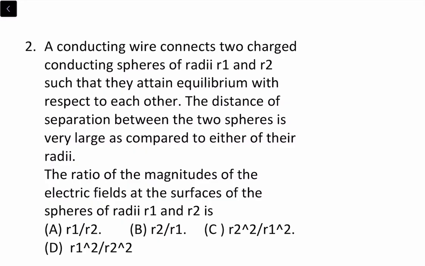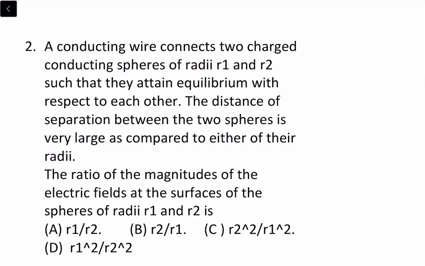The question goes like this. A conducting wire connects two charged conducting spheres of radii R1 and R2 such that they attain equilibrium with respect to each other. Two different conducting spheres are there. One has a radius of R1 and the other has a radius of R2. The distance of separation between the two spheres is very large as compared to either of their radii. That means the radius of the first sphere and the radius of the second sphere is too small when compared to the distance between them.